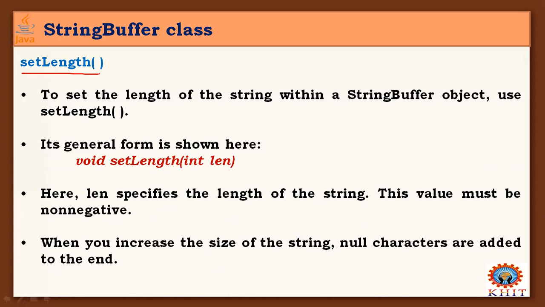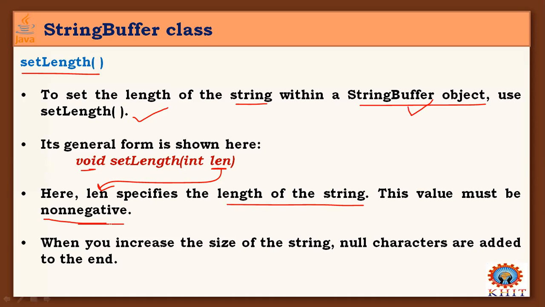And another method is setLength. Here, to set the length of the string within a StringBuffer object, use this method setLength. It is also a void type method. It doesn't return anything, and it takes one integer value, that is length. Based on this length variable, it specifies the length of the string within that StringBuffer object. This value must be non-negative, otherwise it will give an error. Right. So when you increase the size of the string, null characters are added to the end. Okay.